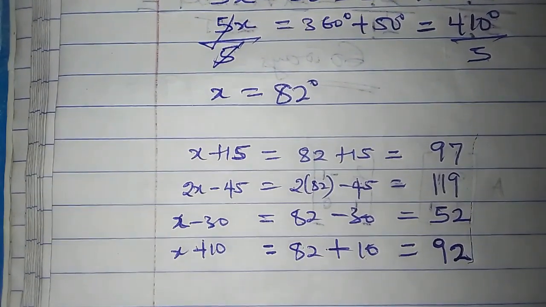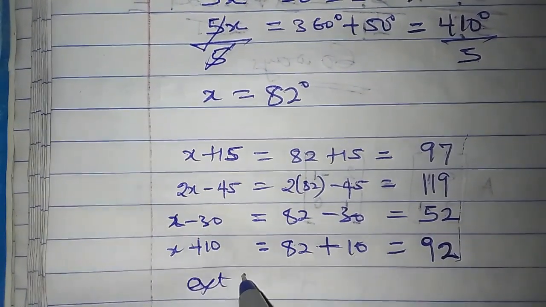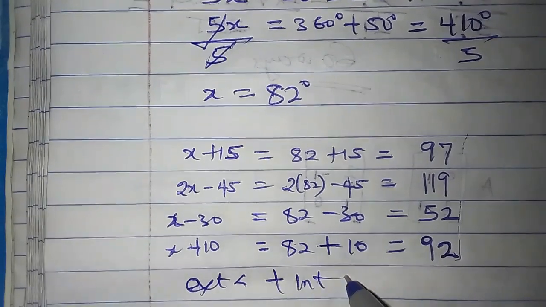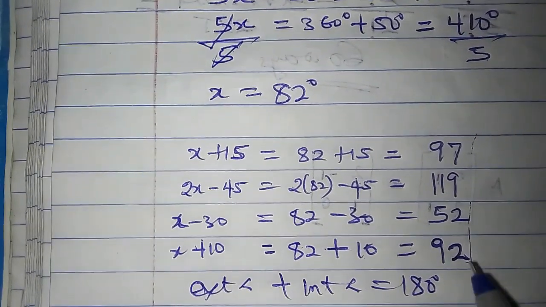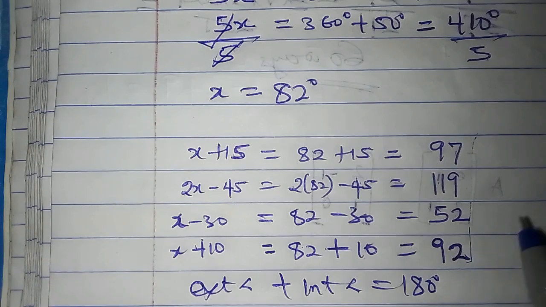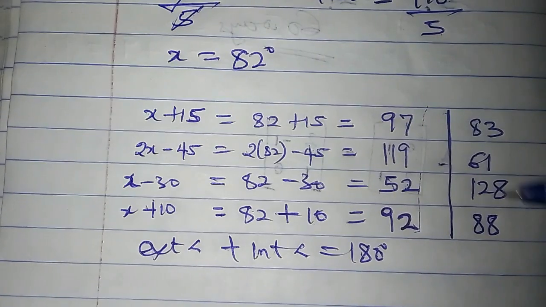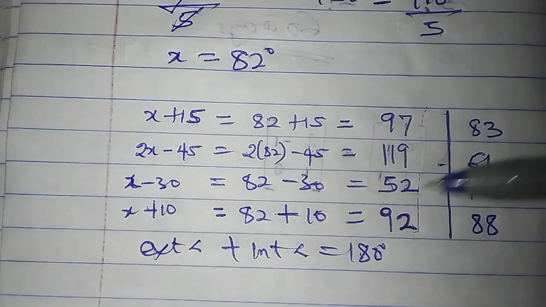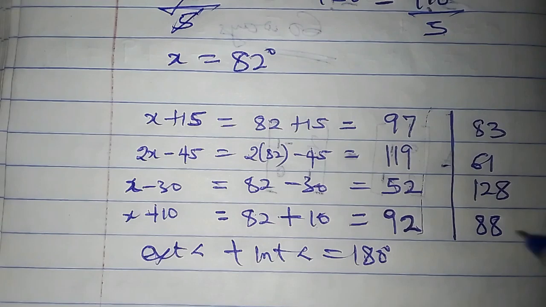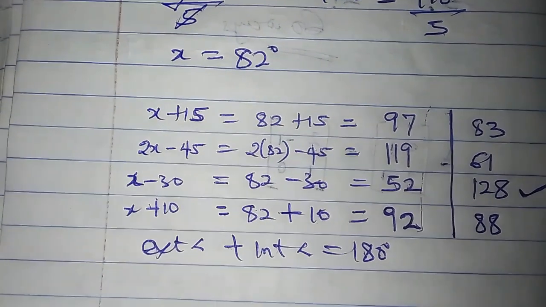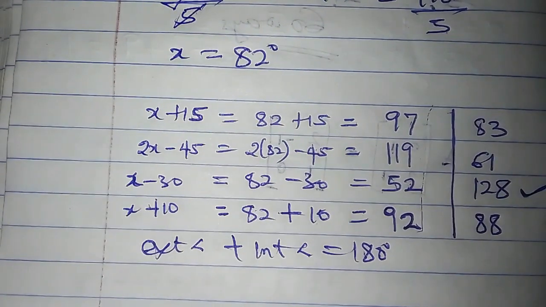Now take note. Exterior angle plus interior angle is 180 degrees. So I am looking for the one that I will subtract from 180 to give me the biggest exterior angle. Now, if I subtract these values from 180, these are the results respectively. So which one is the greatest? It's 128. So the greatest exterior angle is 128 degrees.